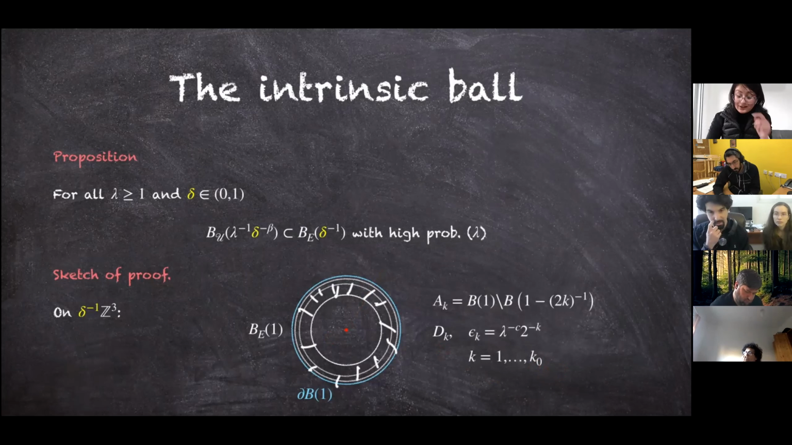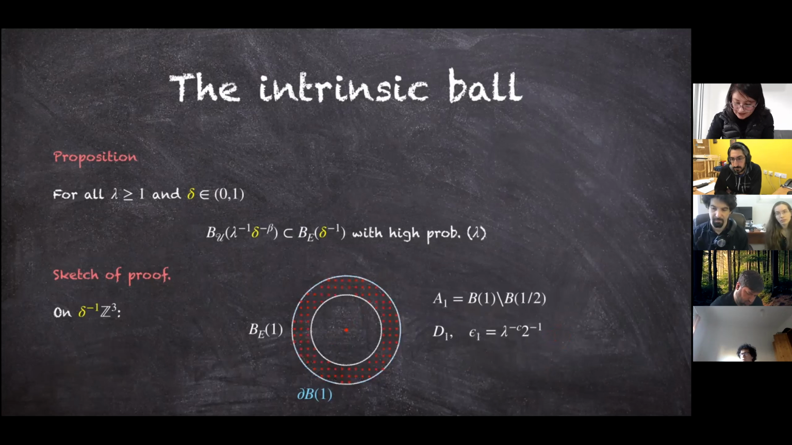So these are nets that are going to cover the annuli, and these nets have a distance between points epsilon k. So this is decreasing as a power of 2 to the minus k. To have a picture, this will be my first annuli, at distance a half, and each one of these points has distance epsilon 1 between neighbors. And if I put a ball around each one of these points, I would be able to cover all of the annuli.